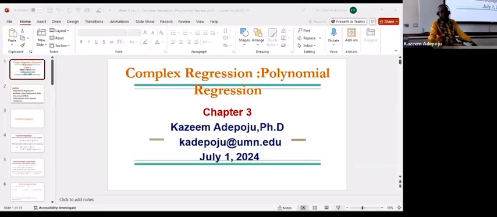This is complex regression. Okay. We actually started multiple linear regression the other time. And of course, we've considered a combination of both categorical and quantitative predictors in a model. And we want to continue from where we stopped, considering an extended form of a multiple linear regression model.